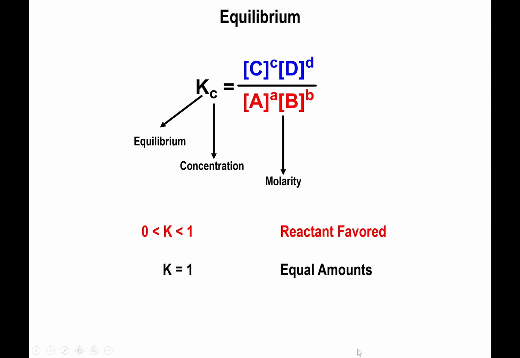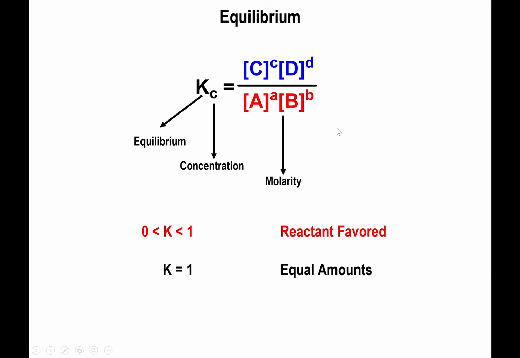If the value of K equals 1, what it will tell you is that you have equal amounts of, well, maybe not necessarily equal amounts, but you're going to have equal values for the product of the concentrations of C and D raised to their coefficients as you would have the concentrations of A and B raised to their coefficients, right?